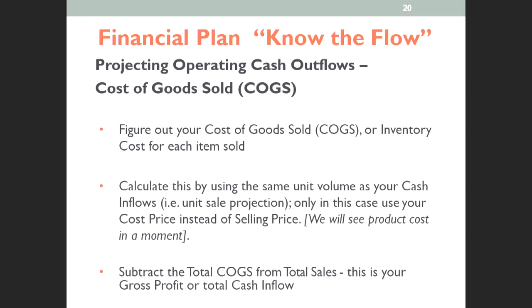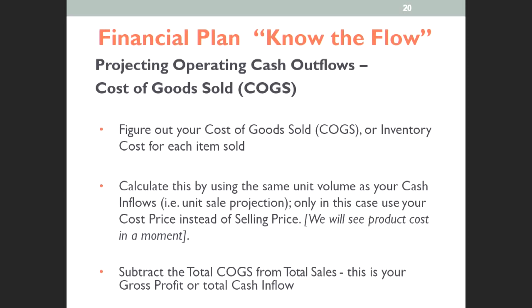How do you calculate the cost of goods sold? It's very easy. You basically take the same unit volume as your cash inflows, which we saw in the previous slides, and you multiply the cost per product to determine what the total cost of what you're selling comes to. You take the total cost of goods sold, you take it off the sales.